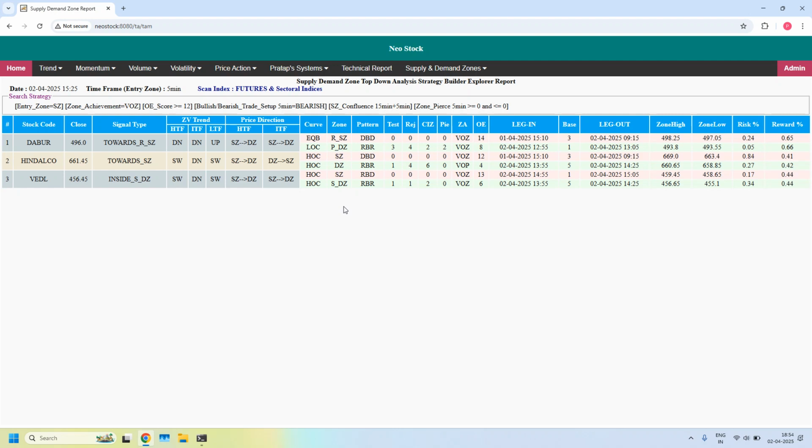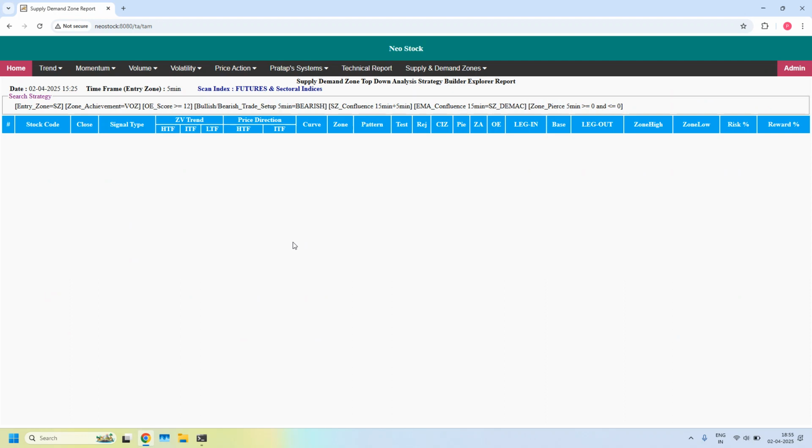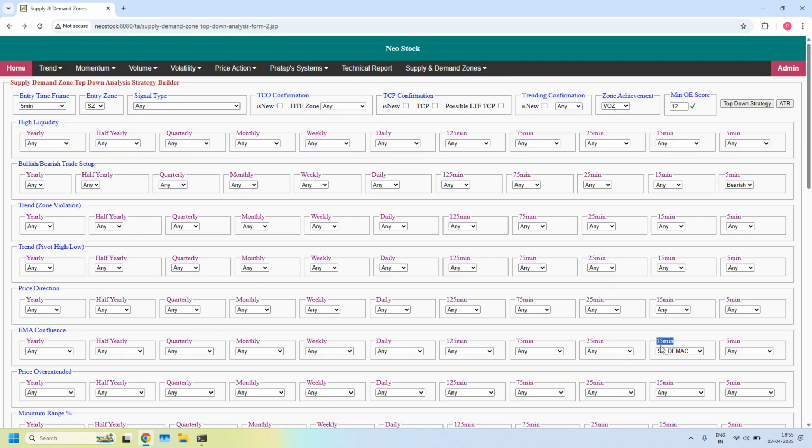If that 15-minute supply zone is having any daily EMA confluence, because the trend is down, ITF trend, 15 minutes trend, then filter any stocks, then those 5-minute zones might be having more high probability to get success. Let's check whether we get any stocks. 15 minutes supply zone having daily EMA. Anyway, trend is down, 15 minutes trend. No stocks are available.